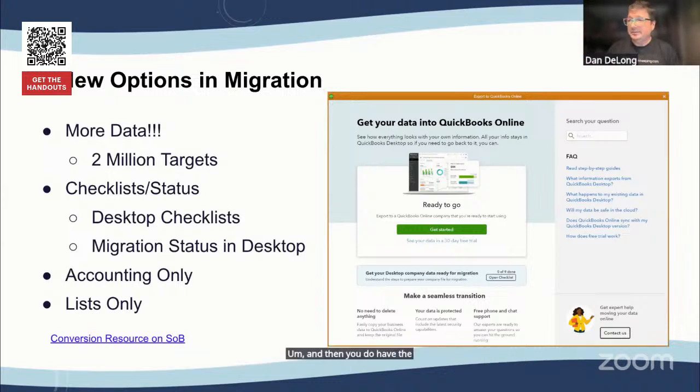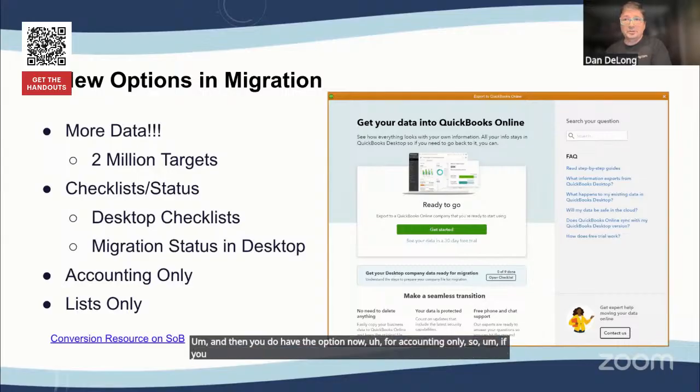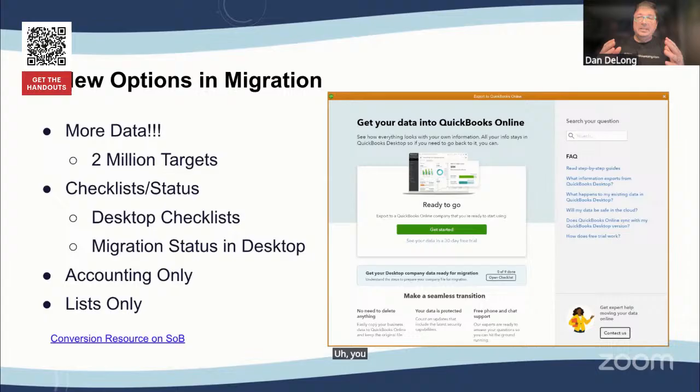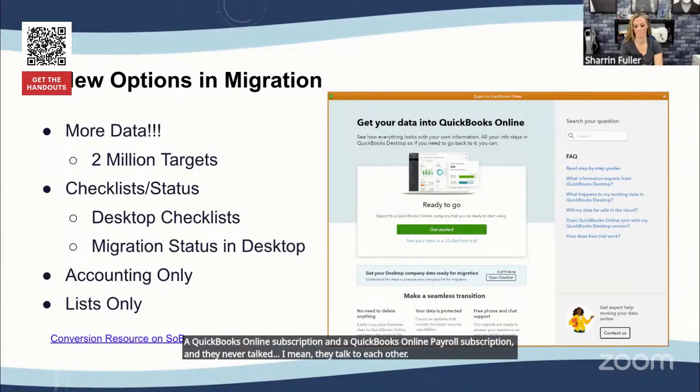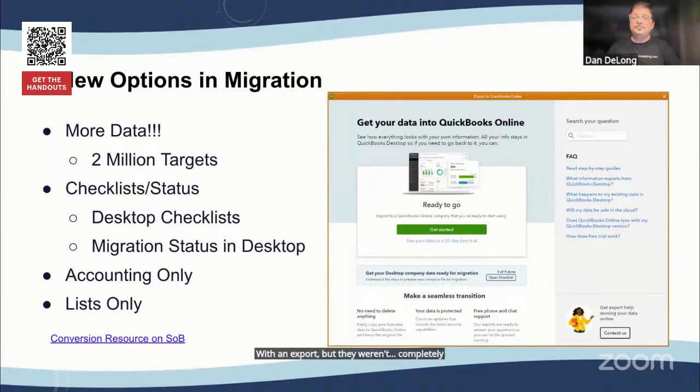And then you do have the option now for accounting only. So if you have a QuickBooks Online payroll subscription, in the past you couldn't bring that accounting data into QuickBooks Online, because when there was payroll already established, it just stopped the conversion from actually taking place. So then you had a QuickBooks Online subscription and a QuickBooks Online payroll subscription, and they never talked. I mean, they talked to each other with an export, but they weren't completely integrated. Another thing you have there is lists only. So you have some options when the file is too big and you want to take that line in the sand approach. You can choose lists and balances, but now you can also choose lists only and choose some of those lists, right from within the desktop migration.